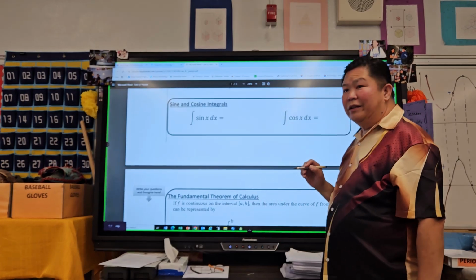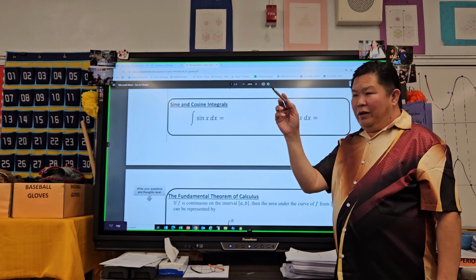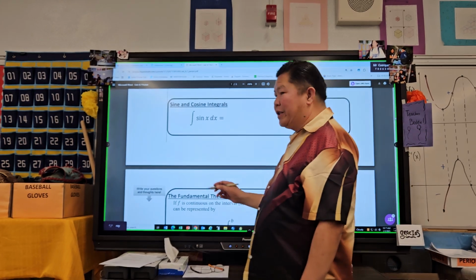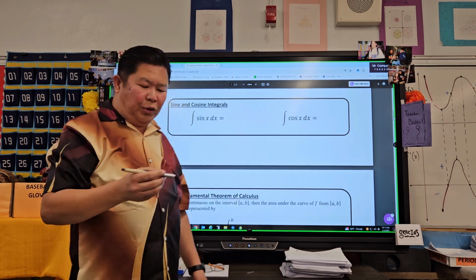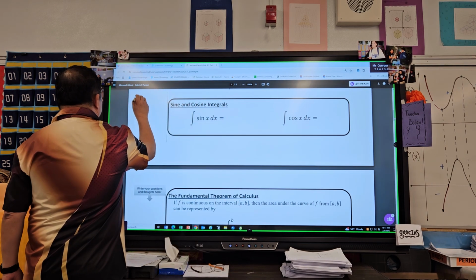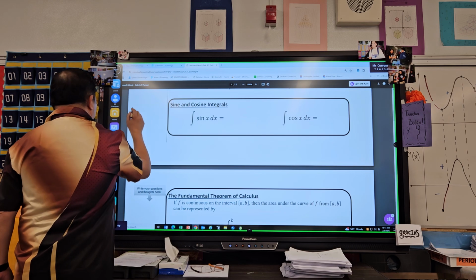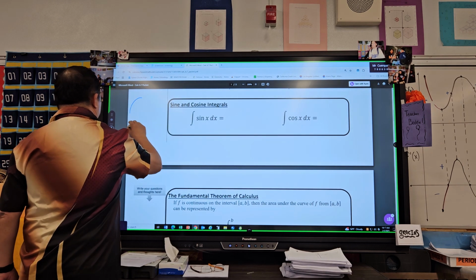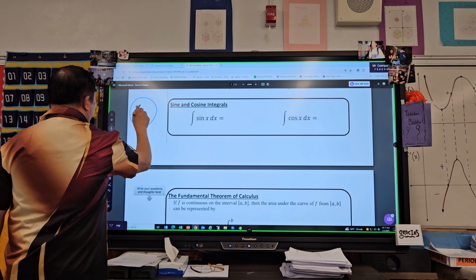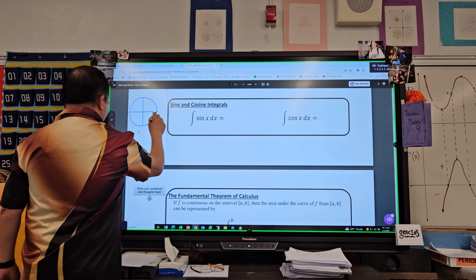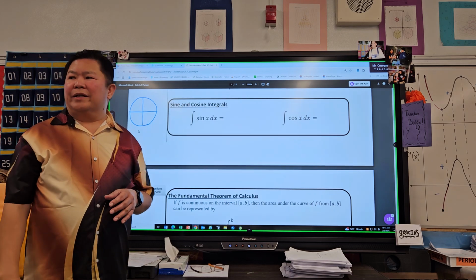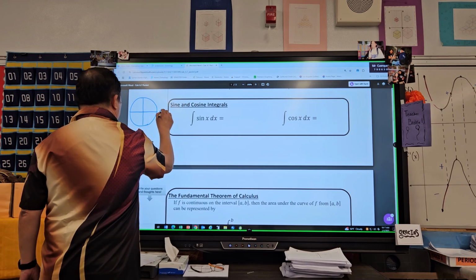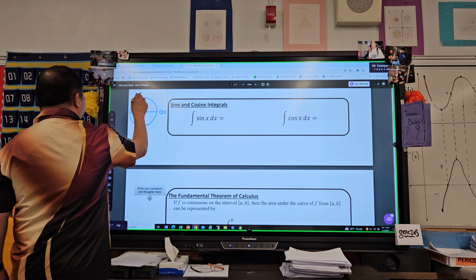Sine and cosine integrals. Remember, I made a unit circle, right? Okay, so guys, in your workbook, can you draw a unit circle that concerns only sine and cosine? If this is the unit circle, the x-axis is cosine, right? And the y-axis is the sine.